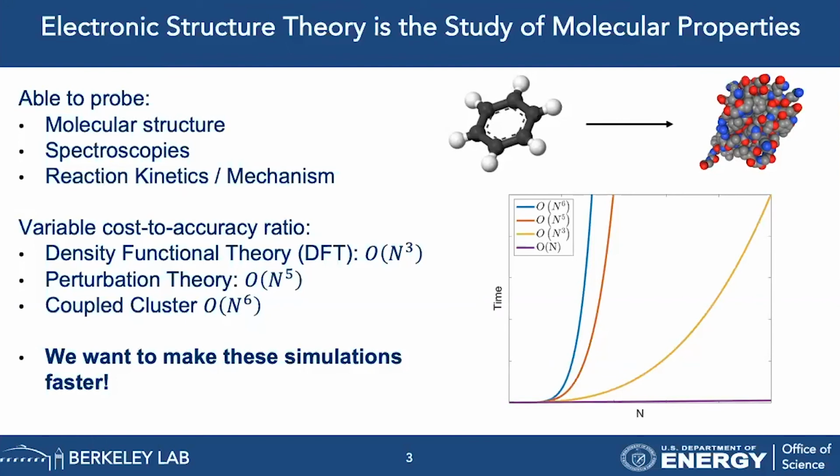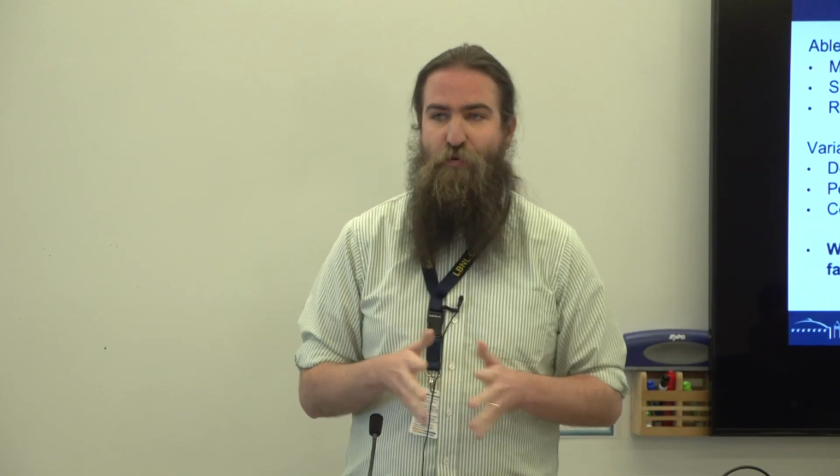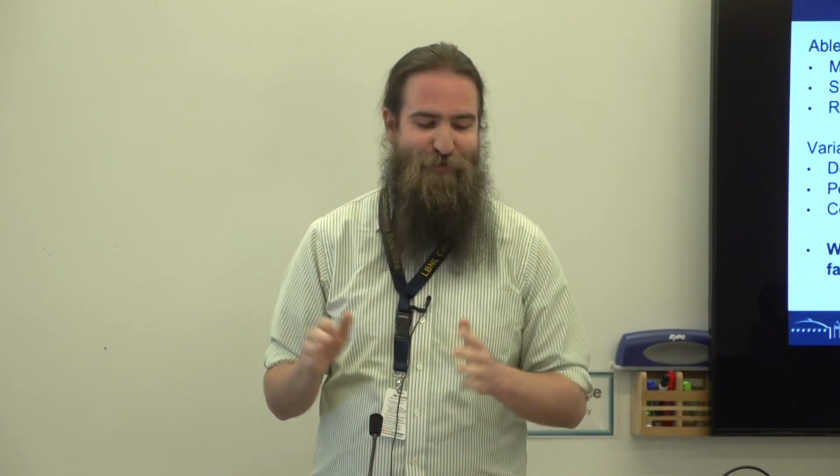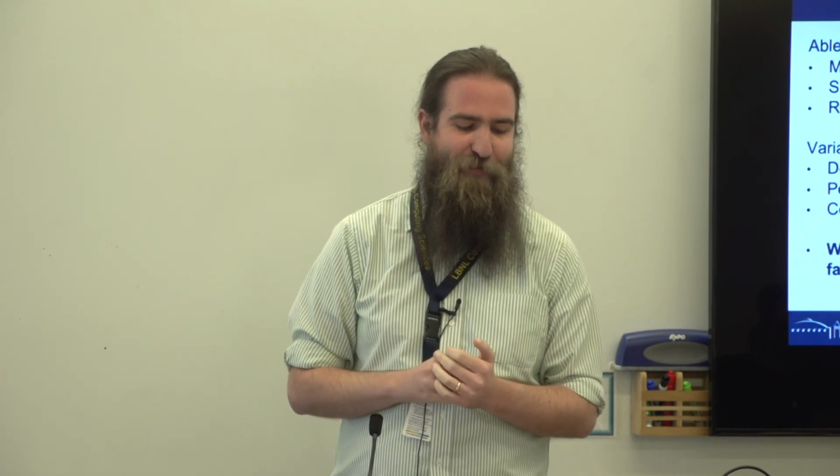Obviously, we can't solve the n-body problem exactly. And through these methods, we're able to probe molecular structure. We're able to simulate spectroscopies and able to get properties like kinetics and mechanisms. So this isn't just one method, right? There's no electronic structure method that exists that covers all of these possibilities.